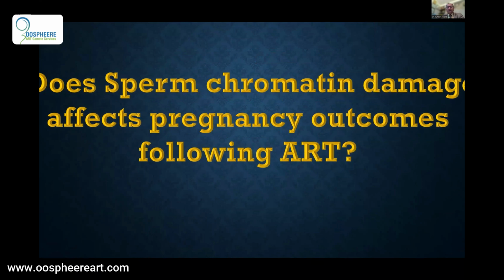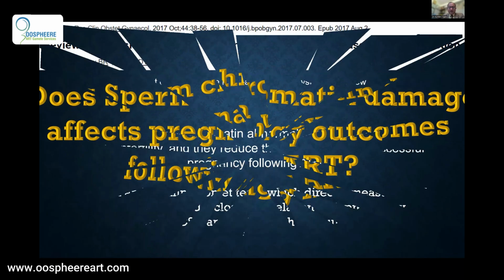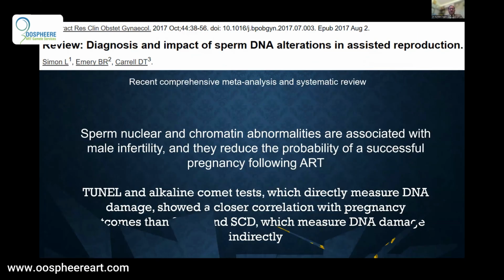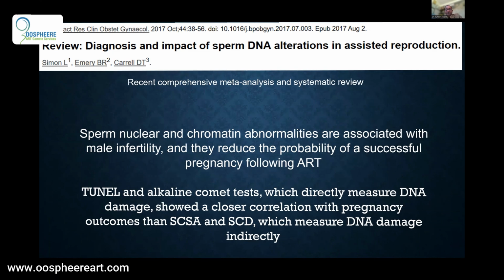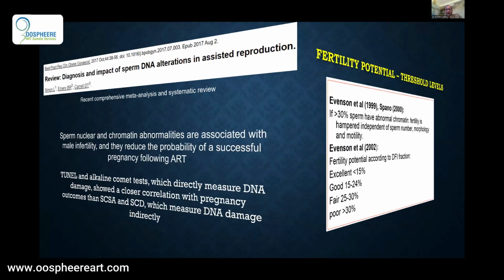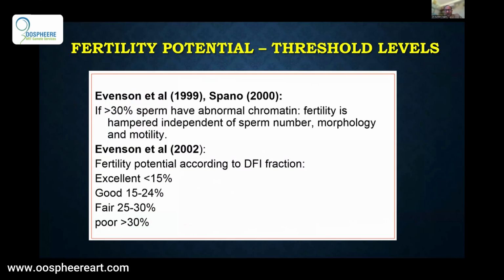So can sperm chromatin damage affect pregnancy outcomes following ART? This is the evidence that sperm nuclear and chromatin abnormalities are associated with male infertility, and they do reduce the probability of successful pregnancy following ART. And we even need to remember this chart, that an excellent sperm DFI is when the DFI is less than 15%.